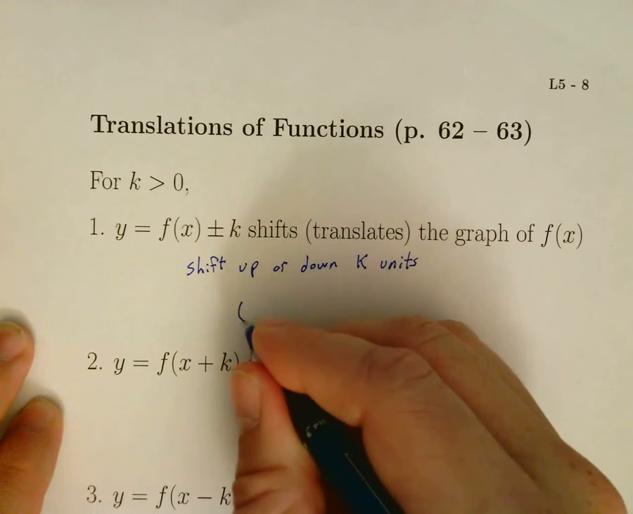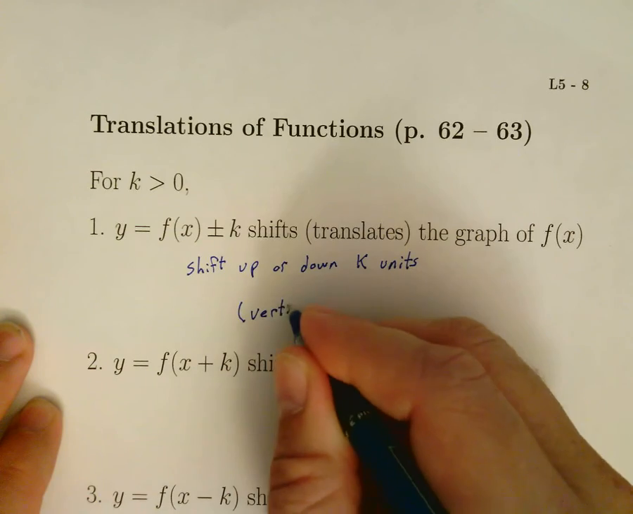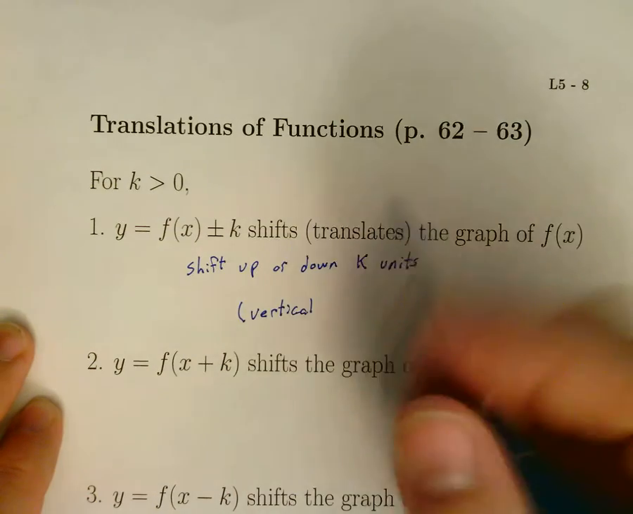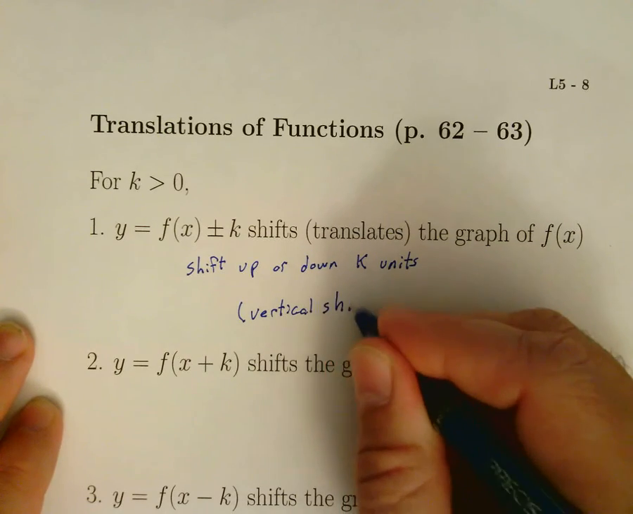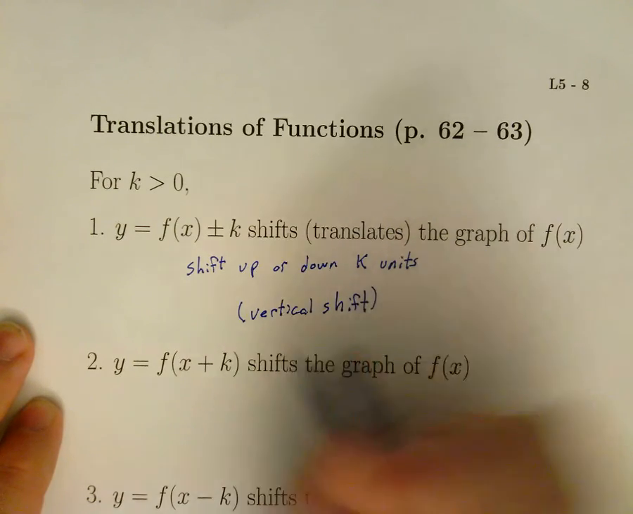And we also call that a vertical shift. What's a vertical? Oh, vertical. A vertical means it's moving up and down. Okay, very good. That's your fancy way of saying up or down.